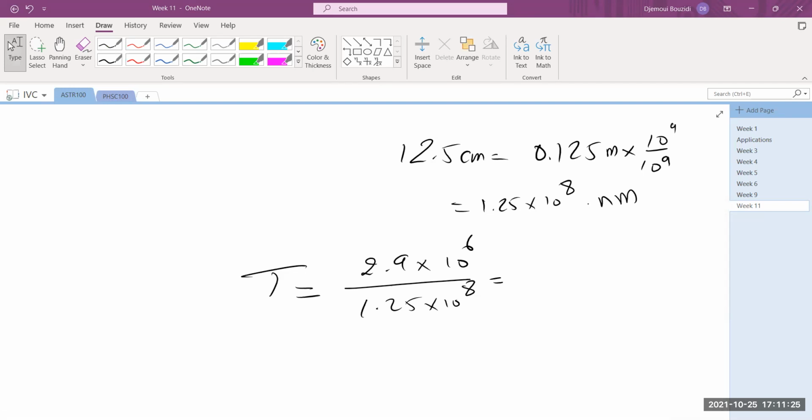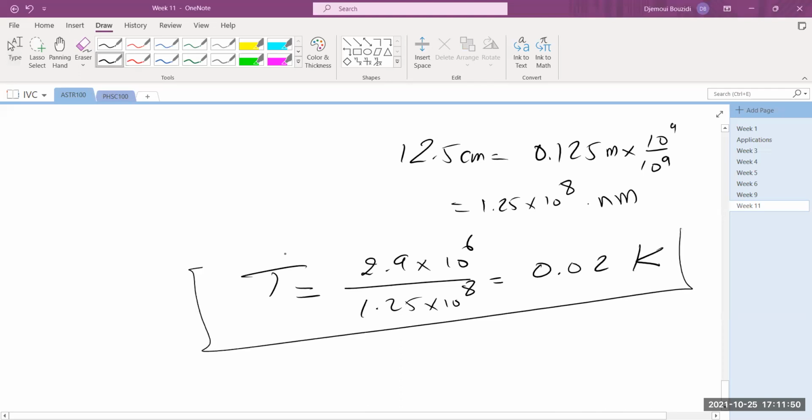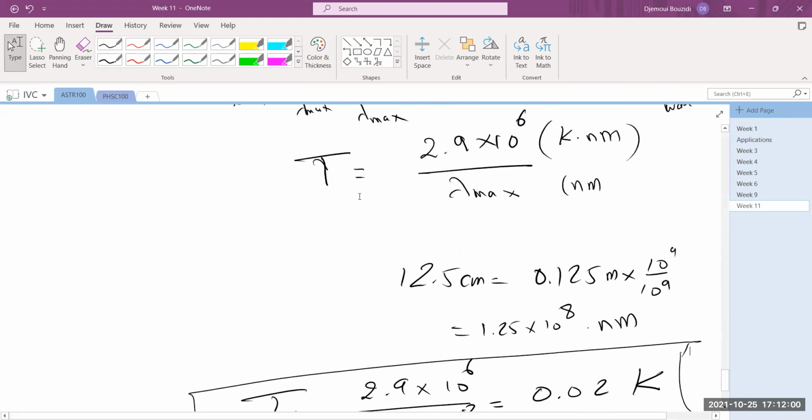Actually, I can find what that is. 2.9 times 10 to the power 6 divided by 1.25 times 10 to the power 8. It's going to be 0.02 Kelvin. That is, if there is an object that emits and it's peaked, this is the peak wavelength.